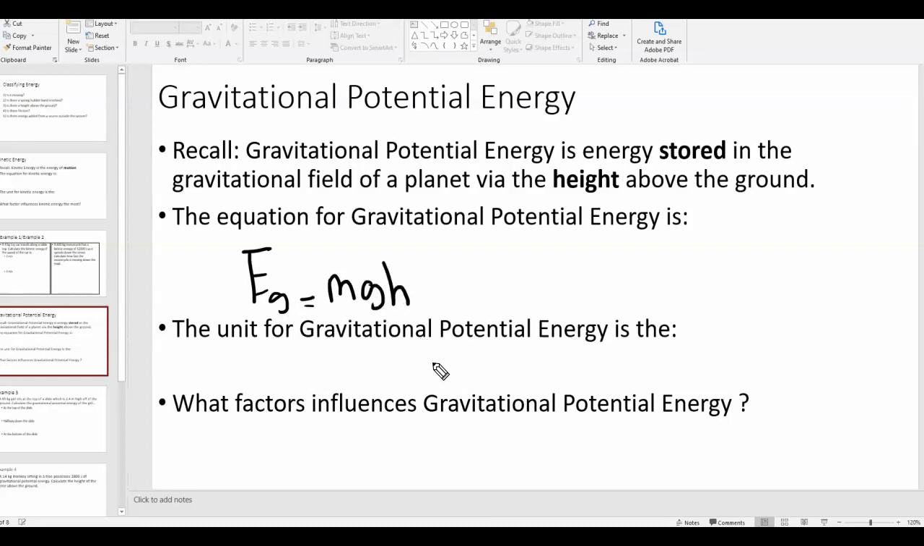okay, where Eg is the gravitational potential energy, m is the mass of the object, of course, and g is the acceleration due to gravity, whose value on Earth is approximately equal to 10 meters per second squared. Now, that's the same g that we've been using all year long.